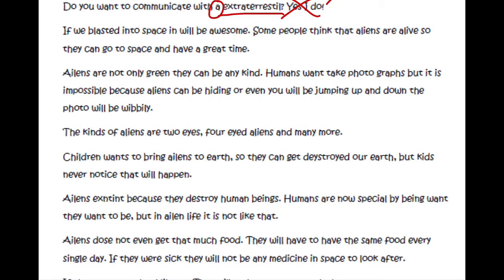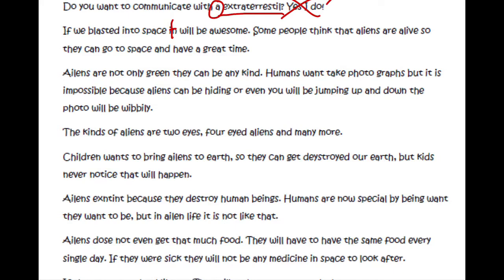So if we move on, "if we blast it into space, in will be awesome." Note that we've got an error here. This should be "it." This is clearly the case of a student who hasn't proofread their work.